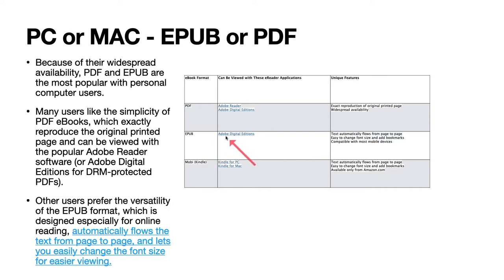ePub is Adobe Digital Editions. Text automatically flows from page to page. It's easy to change font size and add bookmarks, and it's compatible with most mobile devices. Now, be careful there. The key phrase is automatically flows from page to page. ePub automatically flows. Mobi Kindle automatically flows. So you'll see a good example of that coming up. This is the key. That's why it's in blue.